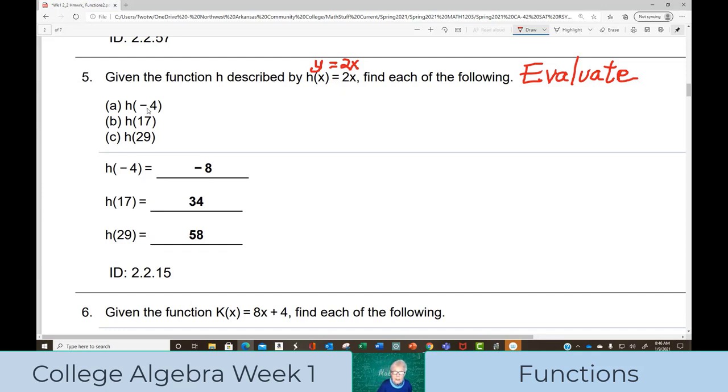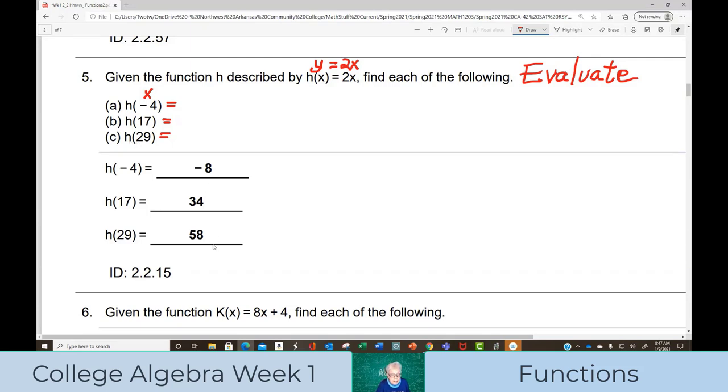All right, and here are the particular x's. What is h? That is y. Y and h are the same thing. What is y when x is negative 4? What is y when x is 17? What is y when x is 29? And or, better yet, to what number is negative 4 being mapped by the function h? To what number is 17 being mapped by the function h? To what number is 29 being mapped by the function h?